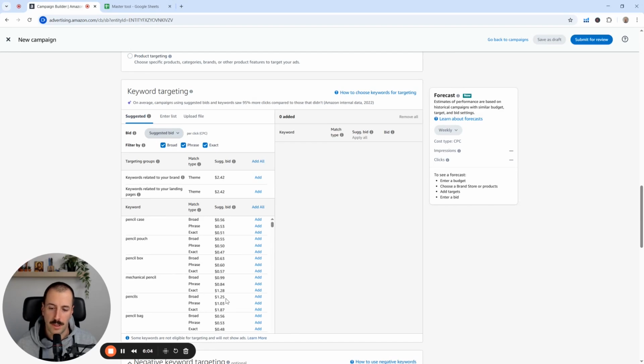It's also worth noting that here exact match is really expensive, which doesn't make any sense because in pencils that can be anything. But also, as I said, being the sponsor brand campaign type that I started here, for sponsor brands, exact match is almost like a broad match.